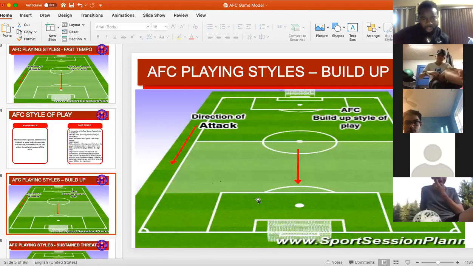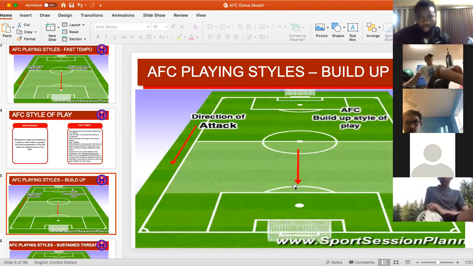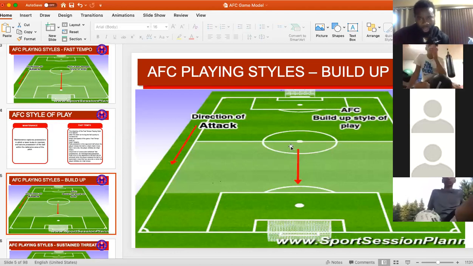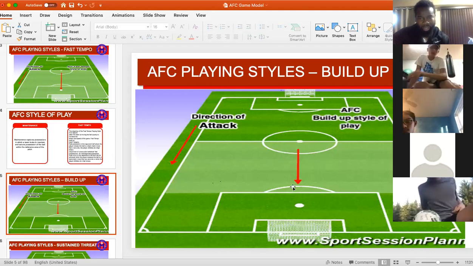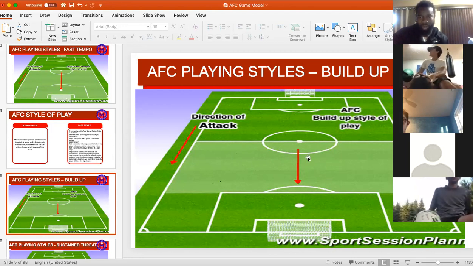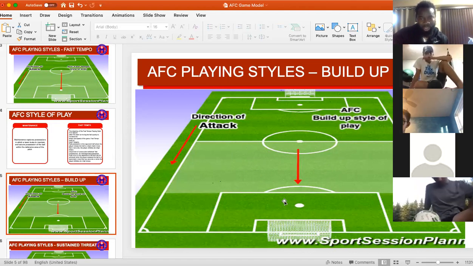So the next one here is called build-up play. Build-up play is between the center line and the 18-yard box line. That's where you're keeping possession of the ball. This area is called the circulation zone. It's an area where you keep possession of the ball so that these guys in this area can either get sucked in or our players in this area can create space for you, so you can play the ball to them so they can look to score. So they call it build-up play.